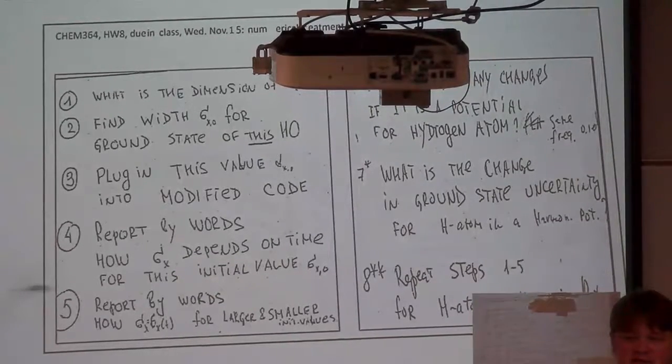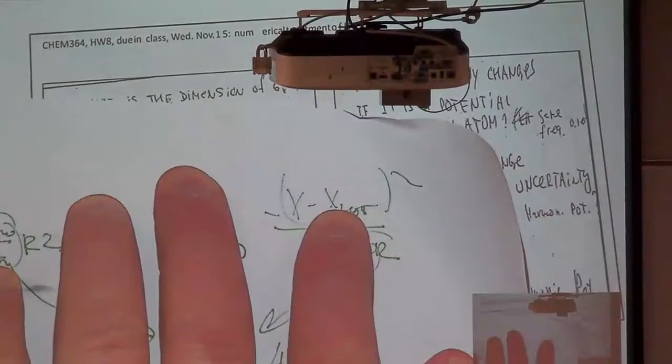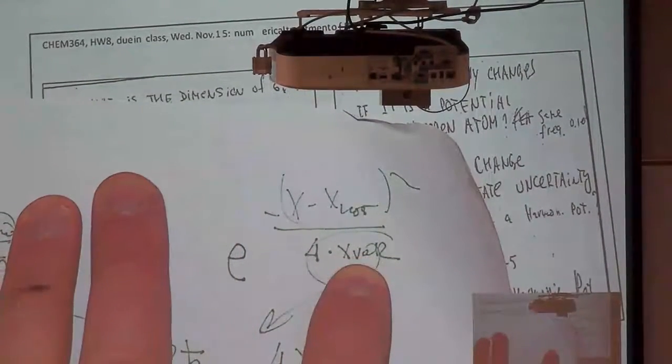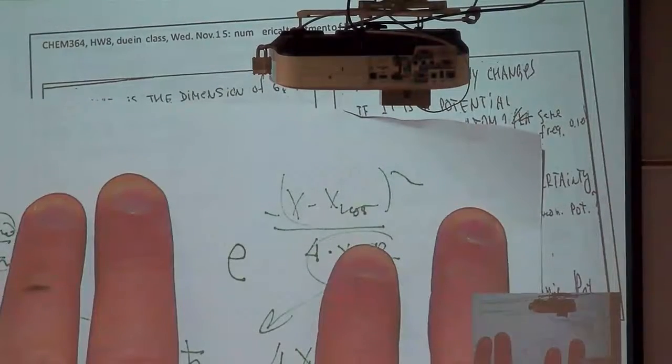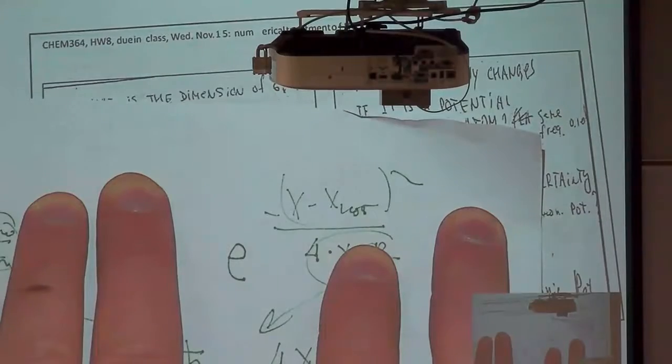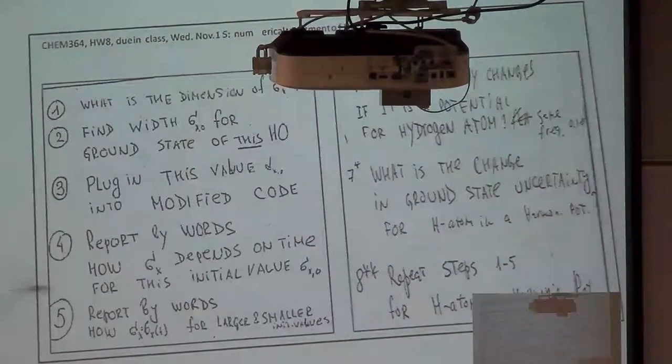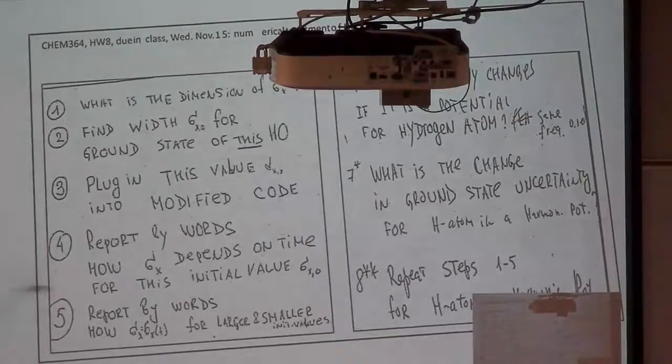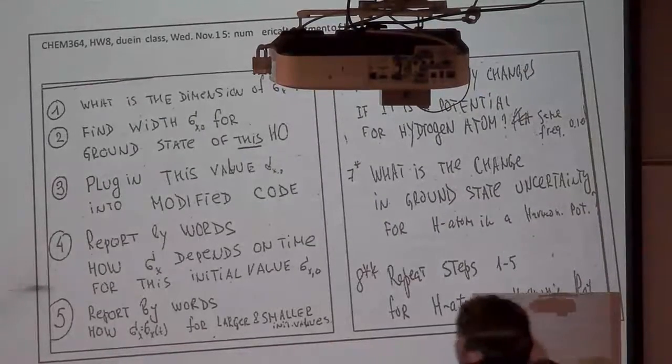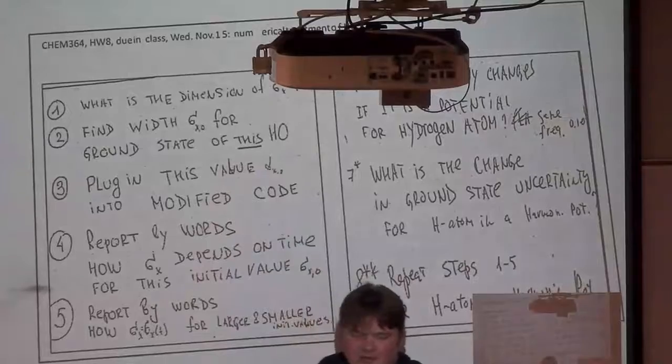If the power of the exponential in the Gaussian is dimensionless, and the denominator is position squared, then the denominator should be length squared, right? Find width for the ground state of this harmonic oscillator.